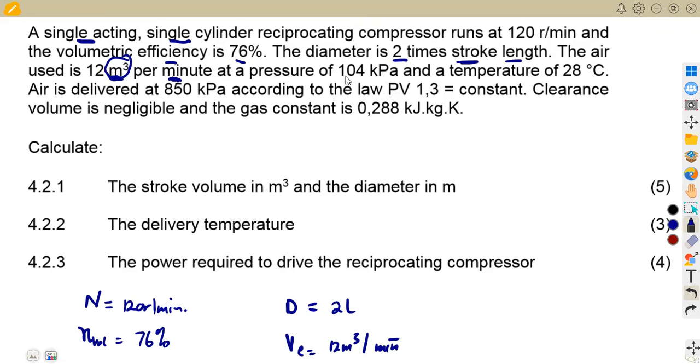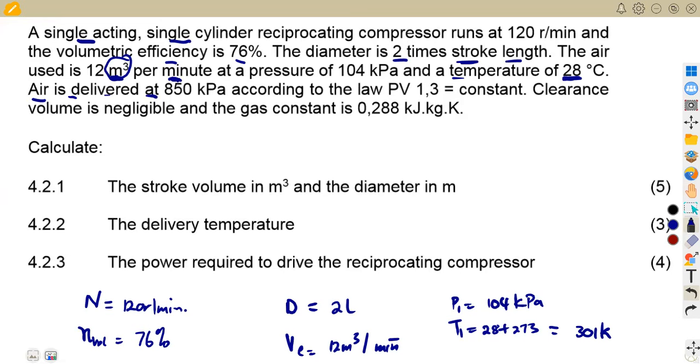And this is the air used, and it's at a pressure of, so we're given the inlet pressure, which is P1 of 104 kilopascal, and a temperature of 28 degrees Celsius. That is the initial temperature, which becomes 28 plus 273. We are supposed to convert to Kelvin in this case. So this is going to give us 301 Kelvin.